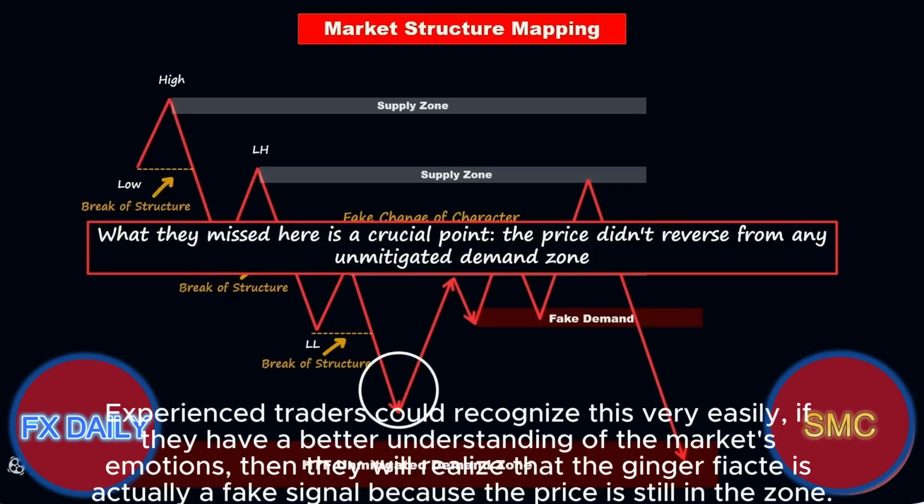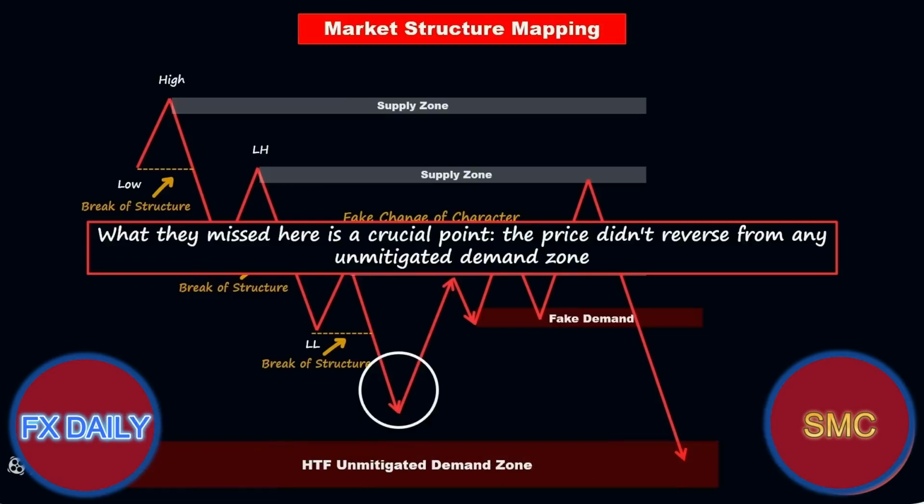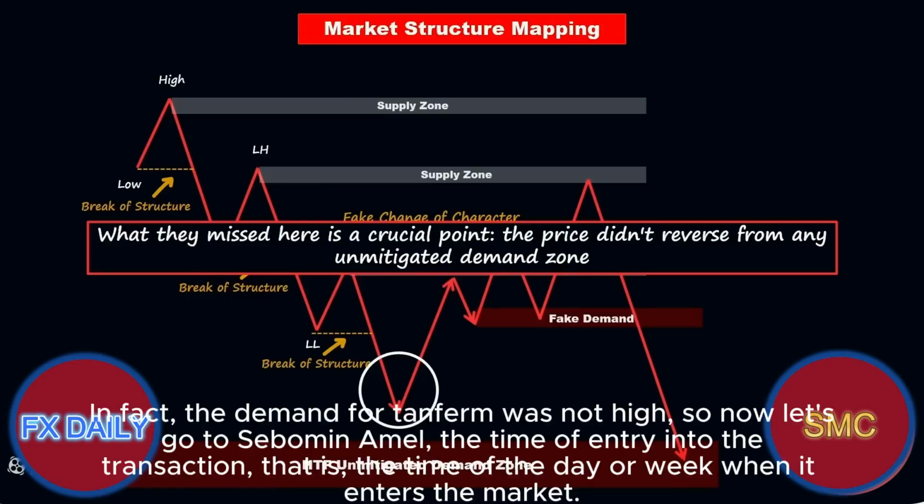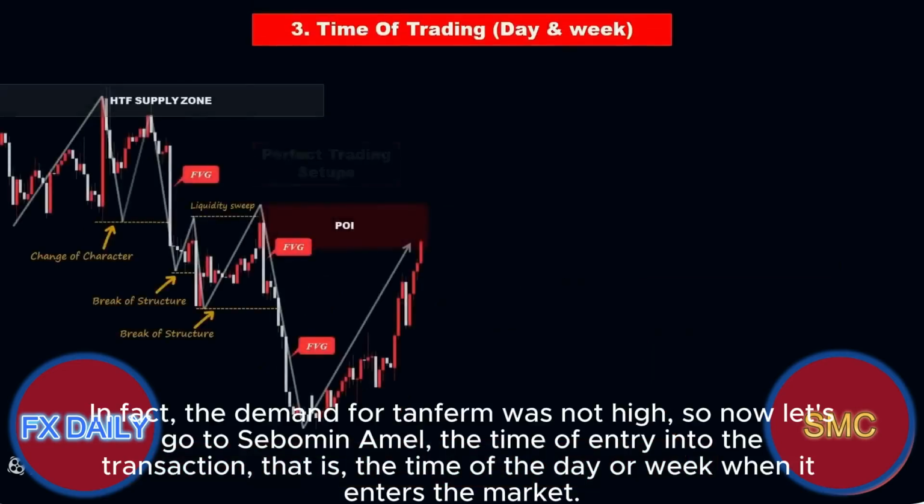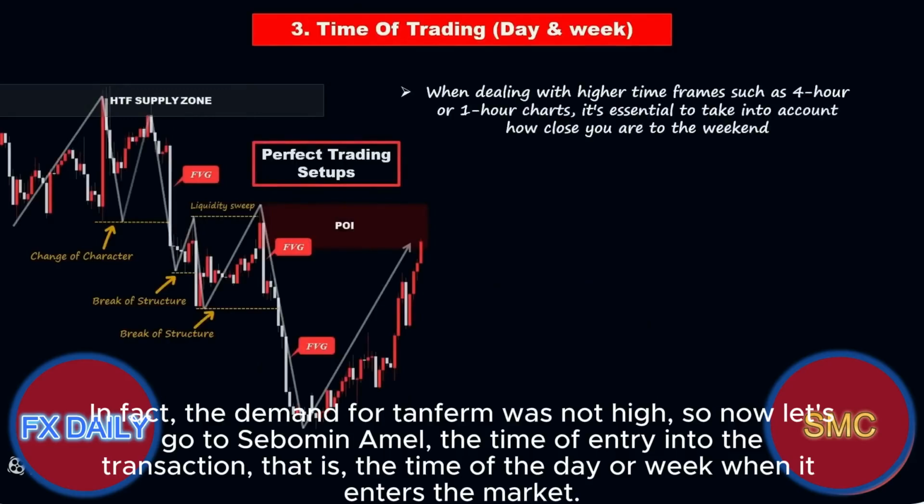Experienced traders could recognize this very easily. If they have a better understanding of the market's emotions, then they will realize that the change of character is actually a fake signal, because the price is still in the zone. In fact, the demand was not high. So now let's go to the sub-AML, the time of entry into the transaction, that is, the time of the day or week when you enter the market.